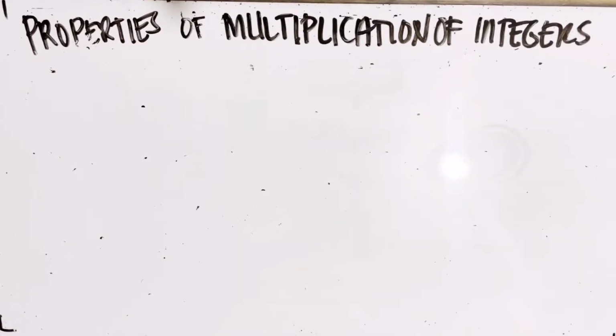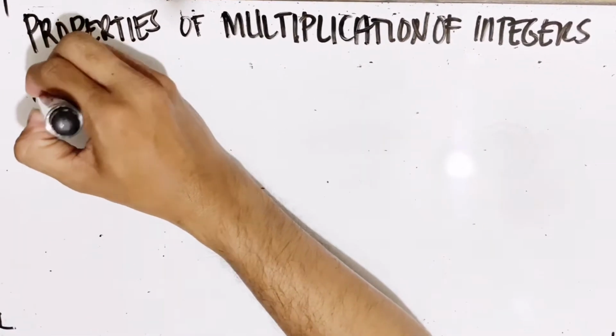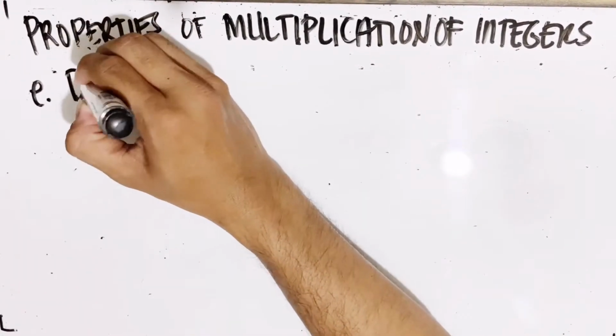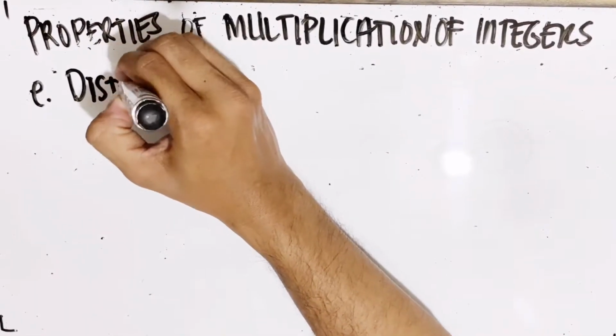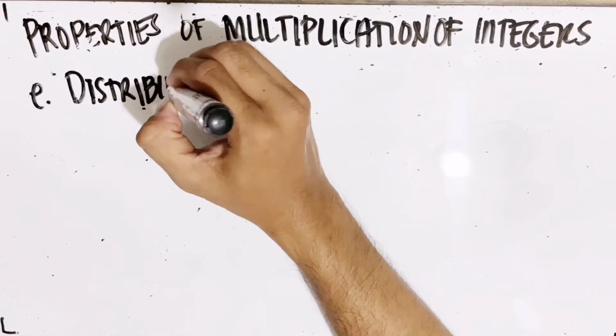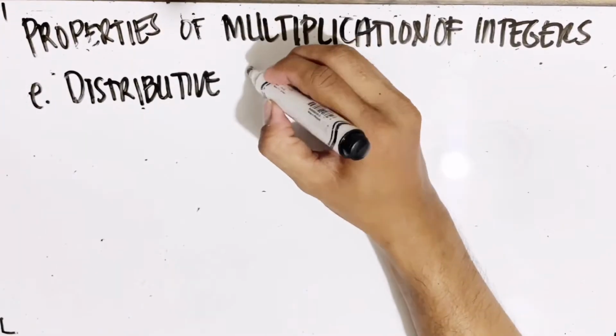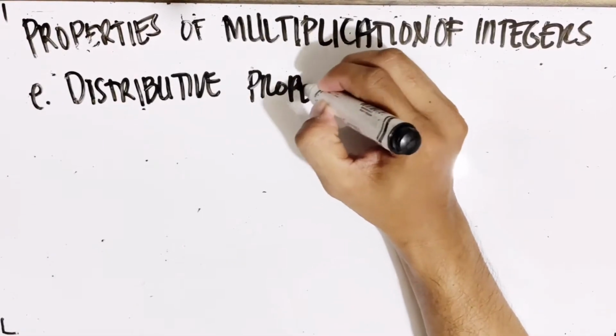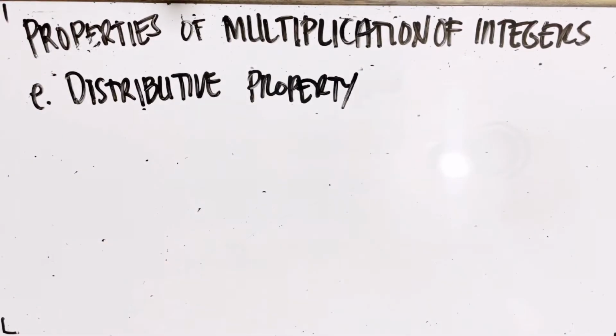Now, the fifth property of multiplication of integers is called distributive property. So, distributive property states that multiplying a sum by a number is the same as multiplying each addend by that number and then adding the two products.